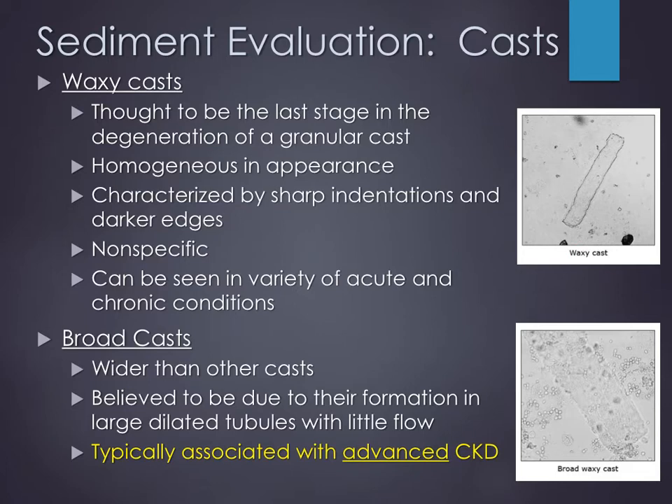Broad casts are wider than other casts, hence the name broad. The reason why they're broad is believed to be due to their formation in large dilated tubules that are not getting a lot of flow. When you see these, it's typically indicative of advanced chronic kidney disease. So broad casts, typically seen in advanced chronic kidney disease.